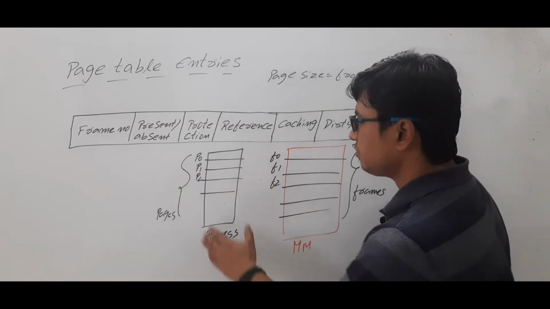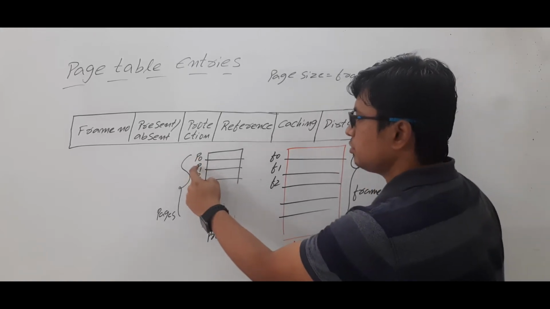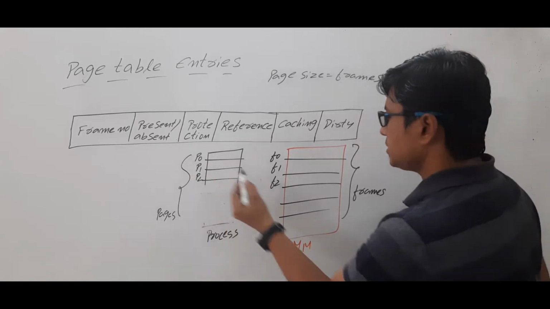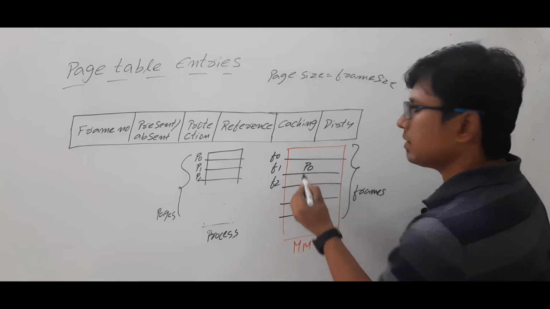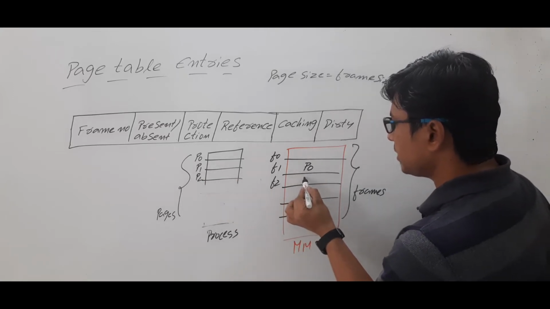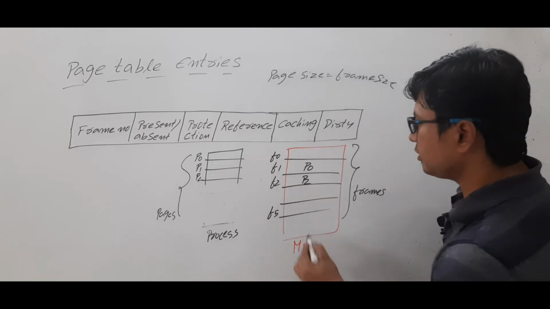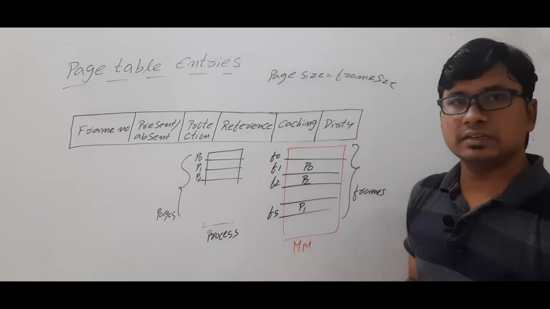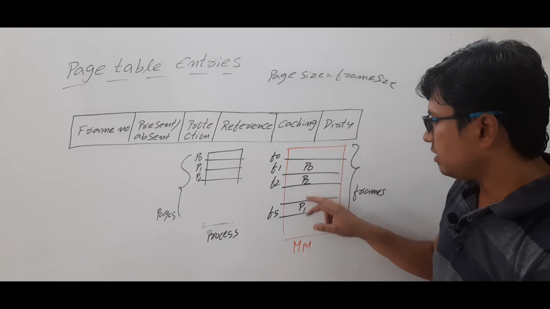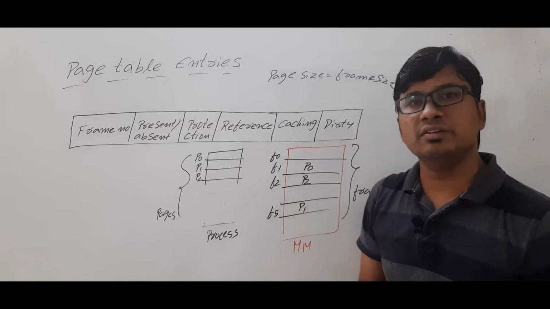So let's take that for a particular process you have three pages such as page number 0, page number 1 and page number 2. Okay, now let's take that page number 0 is in frame number 1. Page number 2 is in frame number 2. And let's take that in frame number 5, page number 1 is there. Is it clear? So page number 0 is in frame number 1, page number 1 is in frame number 5, page number 2 is in frame number 2.